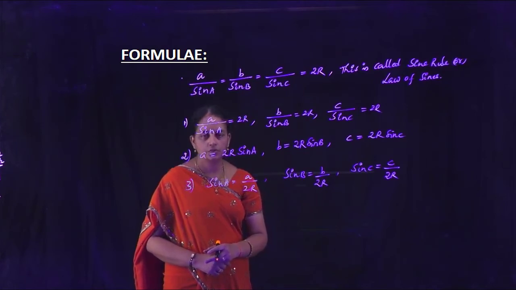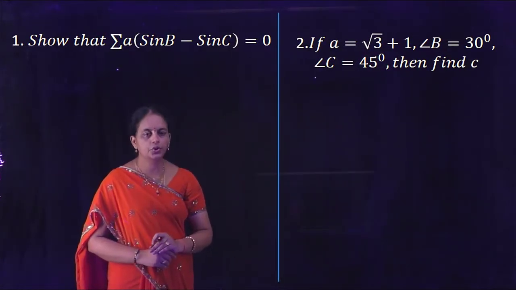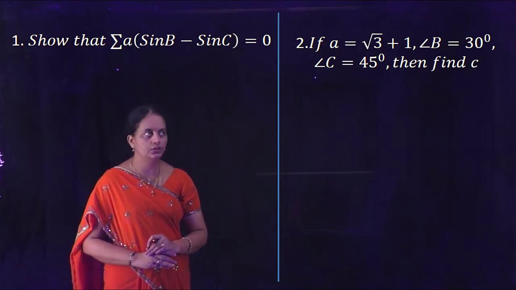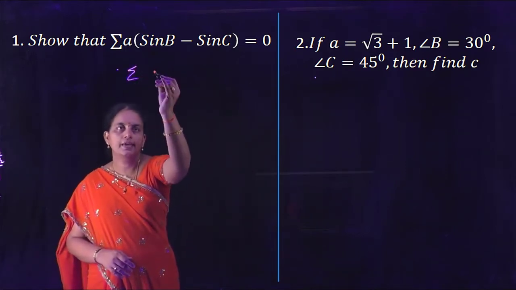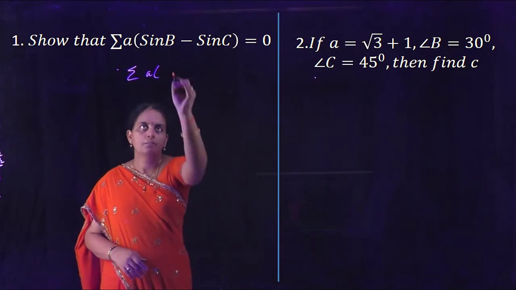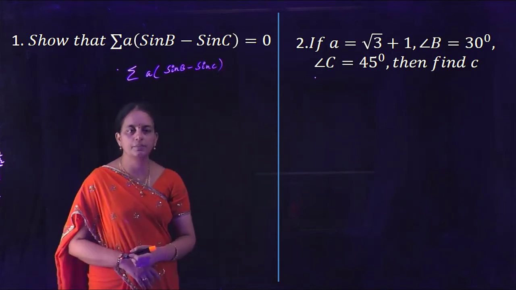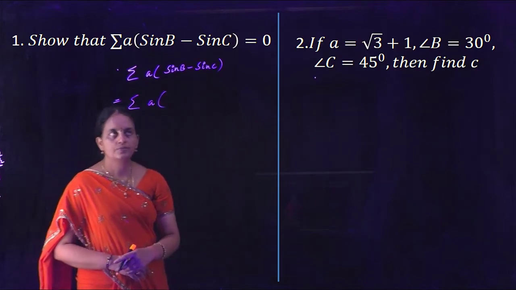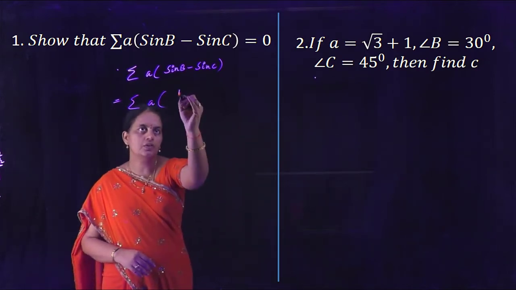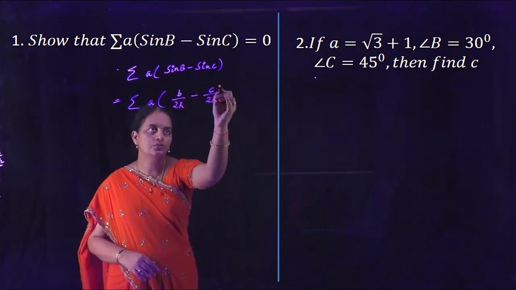Next, we will discuss some problems based on the sine rule. First one is, show that sigma a into sin B minus sin C is equal to 0. So consider the LHS, that is sigma a into sin B minus sin C, which is equal to sigma a into, from the sine rule we know that sin B is equal to b by 2r minus sin C is equal to c by 2r.